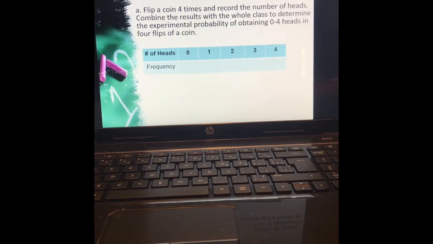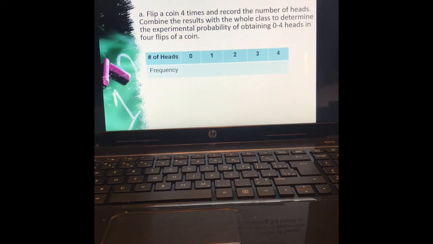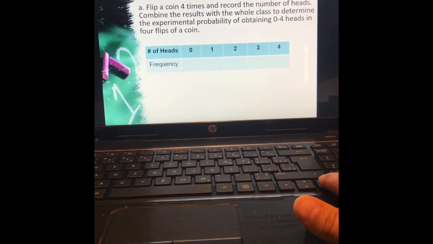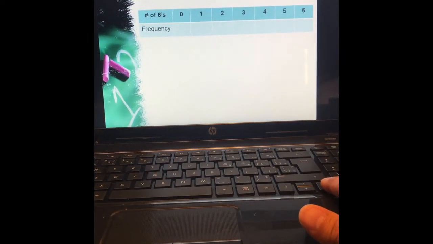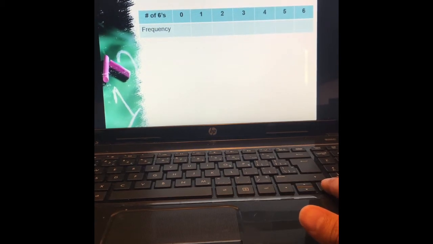Okay, so back to the original questions here. Flip a coin 4 times. We did that, and we did it 30 times in simulation to represent the whole class. All right, next question. Roll a die 6 times. Record the number of 6s you obtain. Combine the results of the whole class.